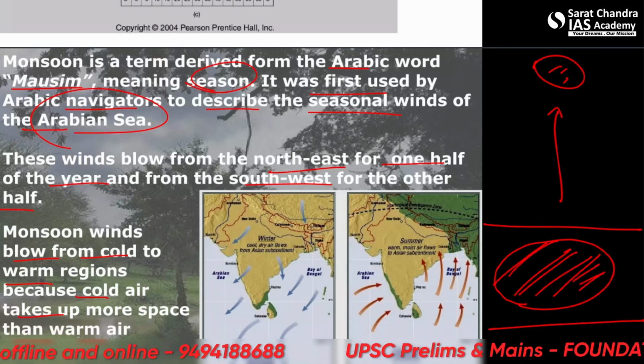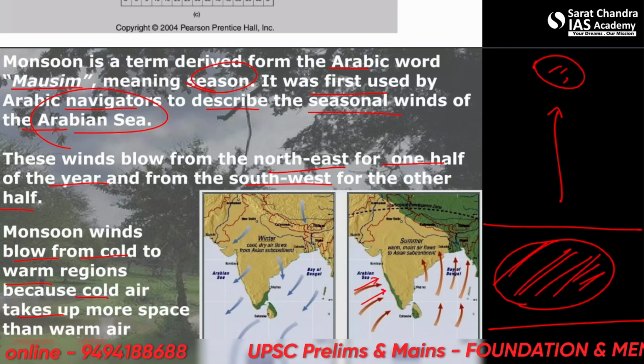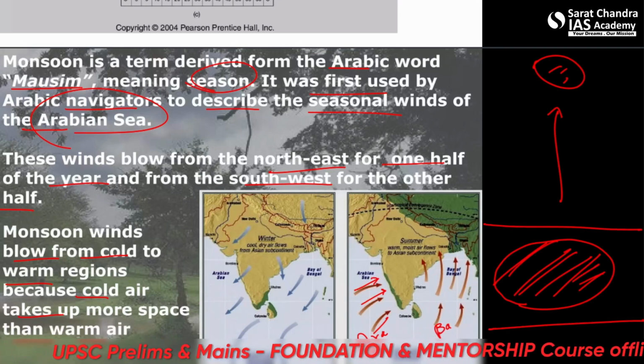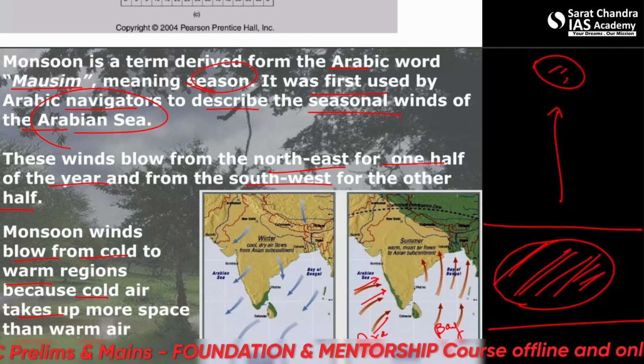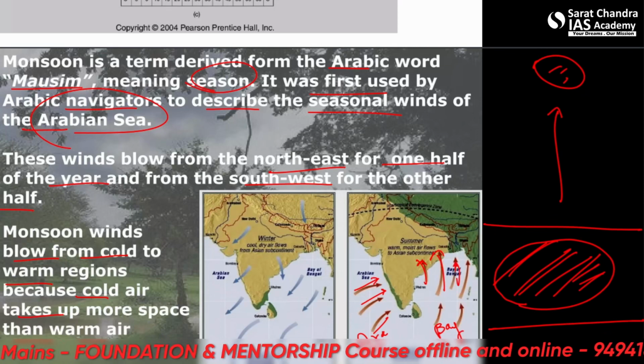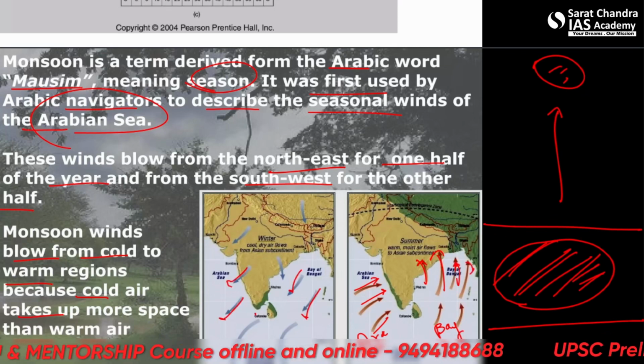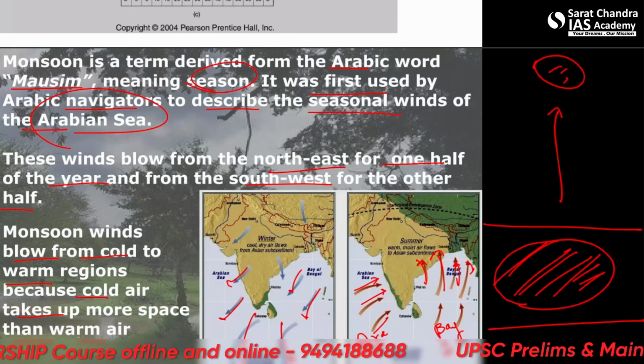So we can see two sorts of monsoons here. This is the Arabian Sea monsoon and this is the Bay of Bengal monsoon. Both of them work together, not one after the other, and they withdraw at a similar rate. So we'll see about them both.